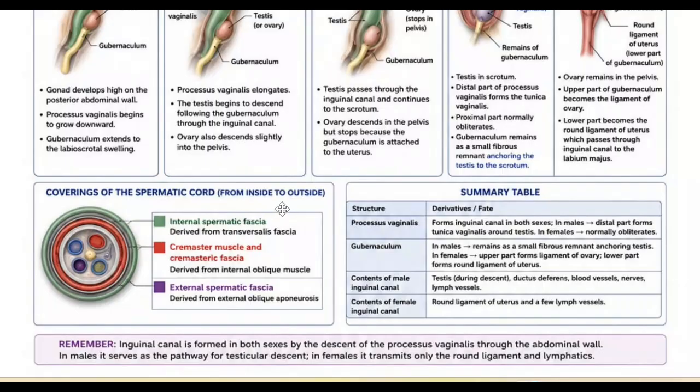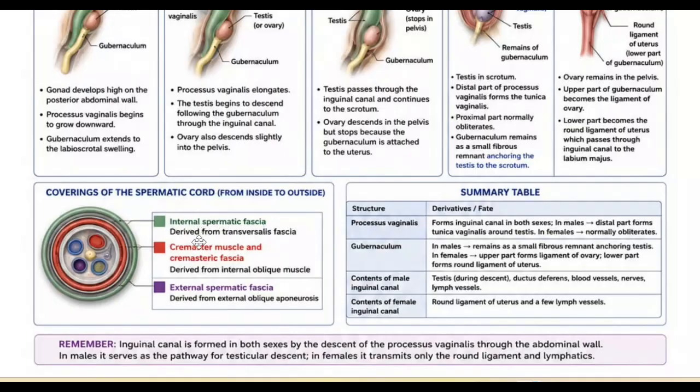Now the first layer through which it is going to pass is the deep inguinal ring. The deep inguinal ring is actually a hole in the transversalis fascia. So the first structure it is going to pierce is the transversalis fascia. Now it carries this fascia with it, and this fascia becomes the internal spermatic fascia. Remember, the transversalis fascia gives rise to the internal spermatic fascia, and this is the first covering.